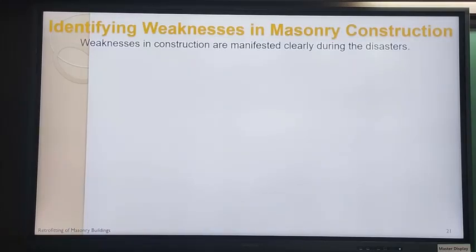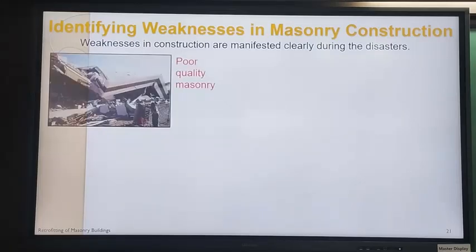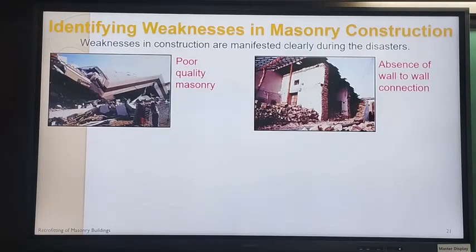So the first thing is identifying weakness in masonry construction. Typically, especially after a disaster, when you go to an area and study the damage, that gives you a general trend. If there are stone buildings there, it gives you an idea that these are the major weaknesses almost across the board. If there are brick masonry houses, certain types of weaknesses are there. So essentially, you study the damage as to what is happening. This is a classic thing, and you've seen that photograph earlier also.